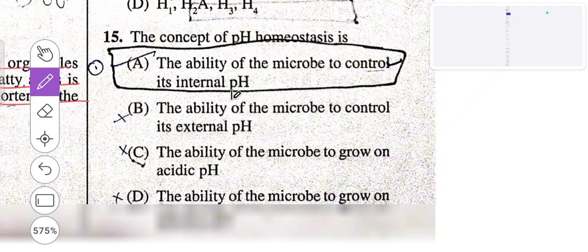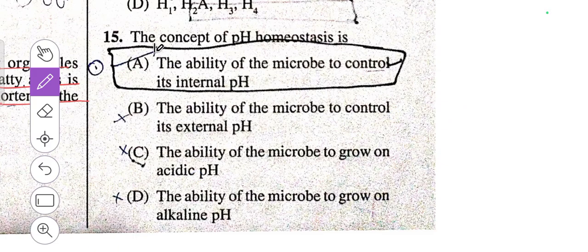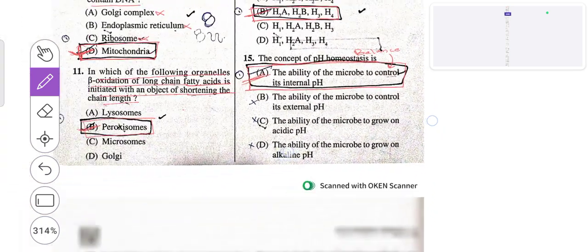Then 15th question. The concept of pH homeostasis is the ability of the microbe to control its internal pH. Homeostasis means balance. So balance is nothing but the control. So that is the right answer for this question.